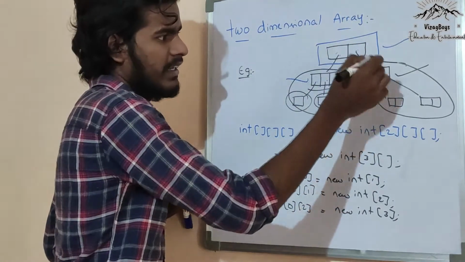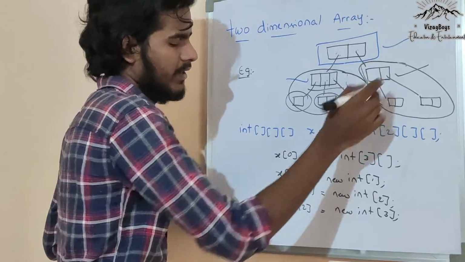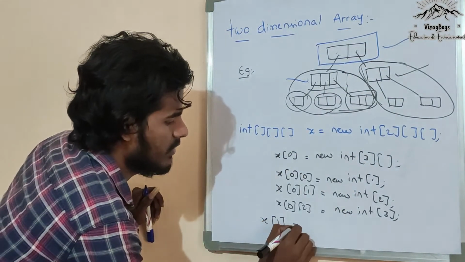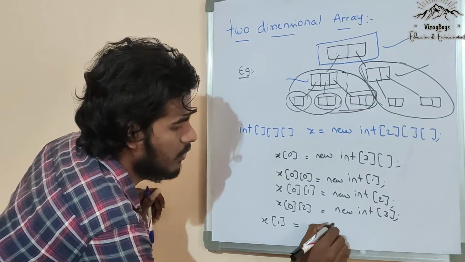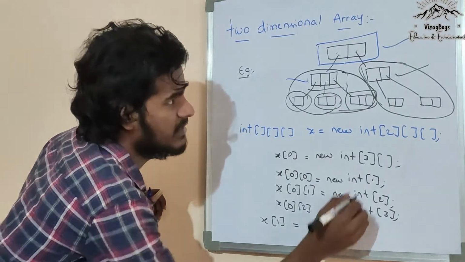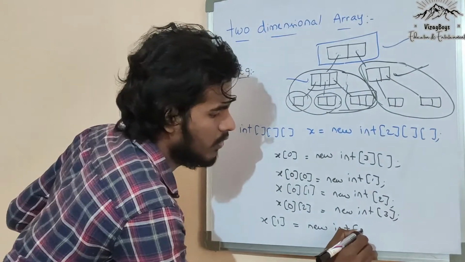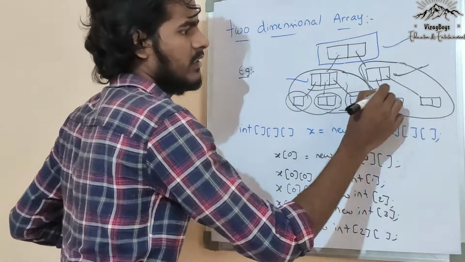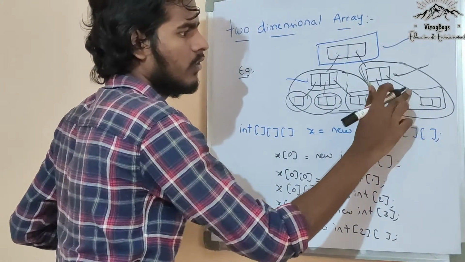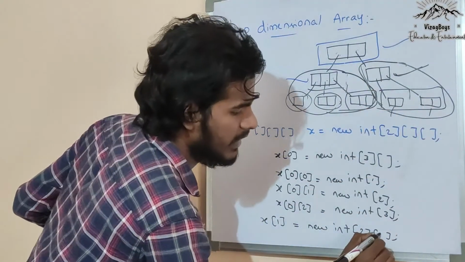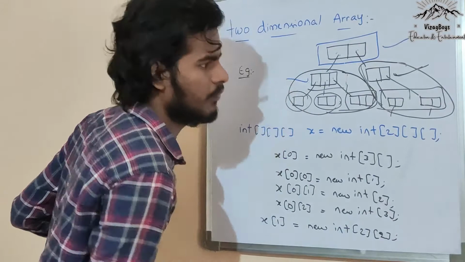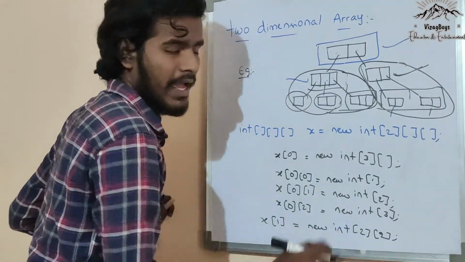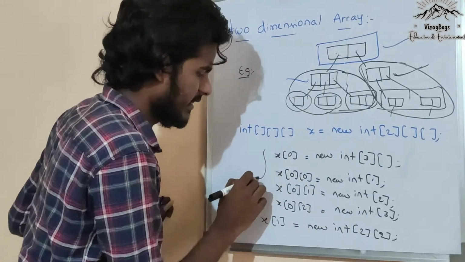Next one, x of 1. The x of 1 element contains a 2-dimensional array. x of 1 is equal to new int. What is the base size? 2. What is the next level size? Next level size also 2, 2. So here we can mention size 2. If the size is different, we can leave it blank and initialize like this.